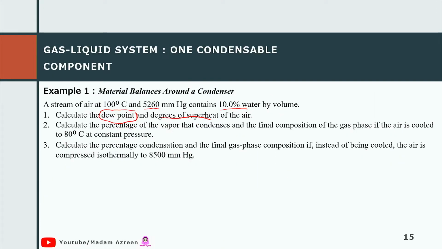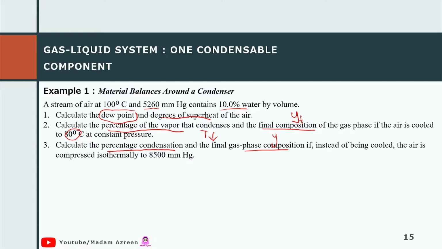Yang kedua, you have to calculate the percentage of vapor and final composition, which is the Y. If the air is cool from 100 degrees C into 80 degrees C. Okay, boleh relate dengan previous slide. Okay, and then in this case we reduce the temperature, which is we using a condenser. Okay. And then the third one is you have to calculate the percentage of condensation and the final composition Y.